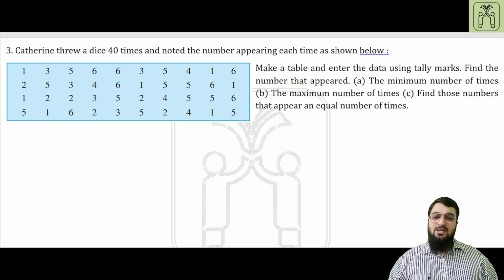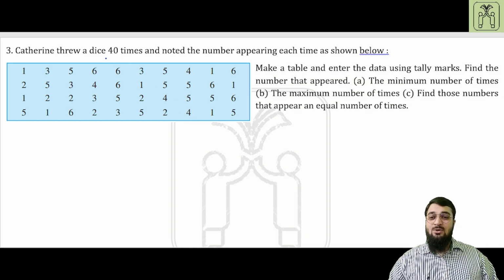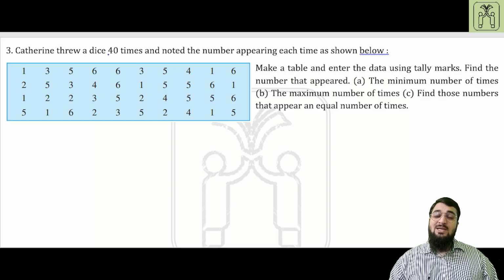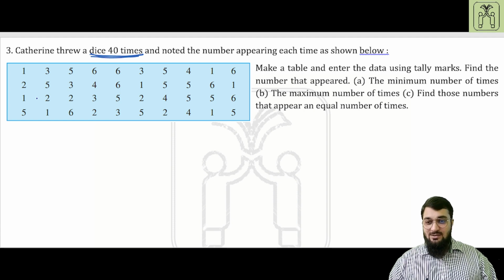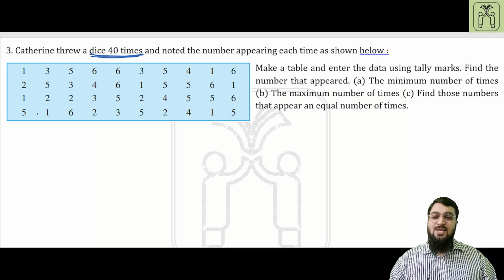Catherine threw a dice 40 times and noted the number appearing each time as shown below. So here the number of the people or the subjects who have been interviewed are the dice throws. That is 40 times. So 40 times the dice has been thrown. That is the subject over here. And what are the choices? That are the faces of the dice. That is 1, 2, 3, 4, 5, and 6.